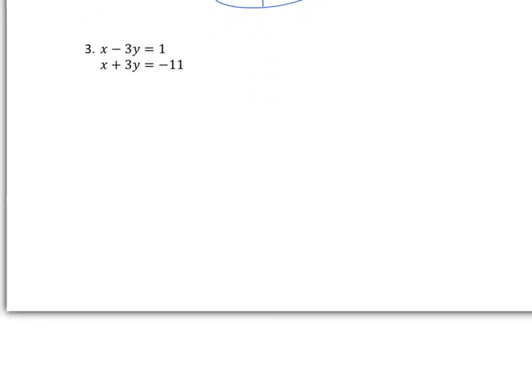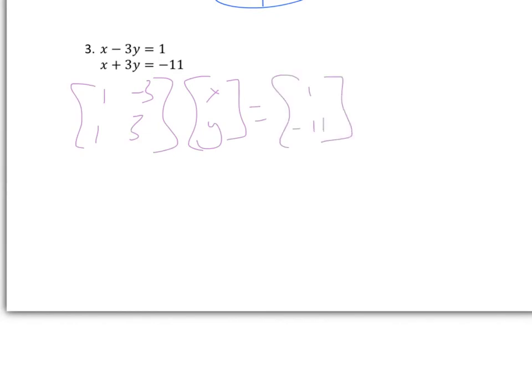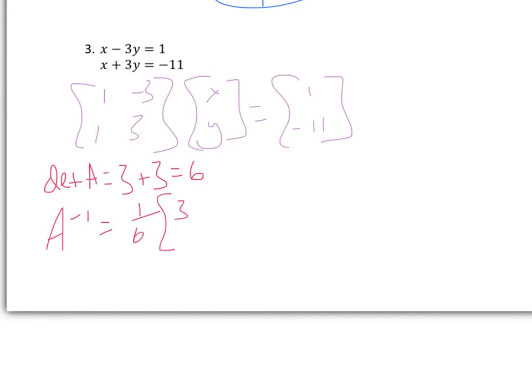And lastly, this one I think we will have a solution. We'll do the same idea. Our matrix is going to look like this. Here's our matrix equation. Start with the determinant. Find the determinant of this A over here, and we'll have 3 plus 3 equals 6. So the inverse of A is 1/6 times 3, 3, -1, 1.